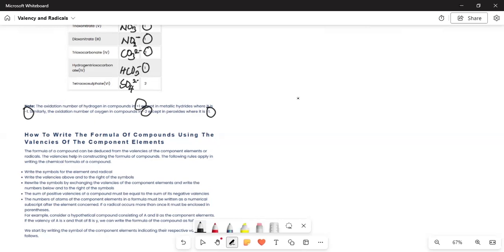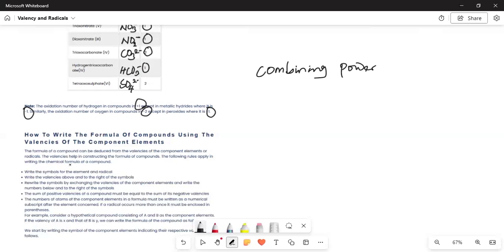Now, what is the essence of learning this valency, the oxidation number? Because I will define valency as a combining power of an element also. Now, why do we define it as a combining power? For you to be able to write the formula of a compound, you should first of all know the component atoms and component radicals. Then you should also know the oxidation number or the valency of each of the component atoms and radicals before you can write the formula of any compound at all. Those two things must be known: the component elements and their valency. So the formula of a compound can be deduced from the valency of the component elements or radicals. The valency helps us in constructing the formula of compounds.